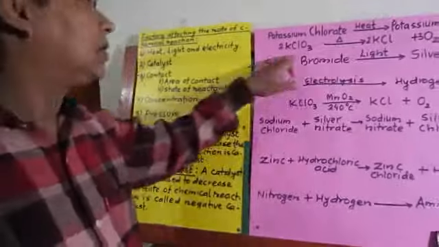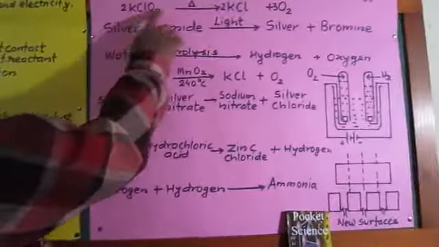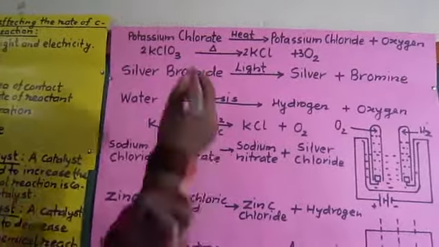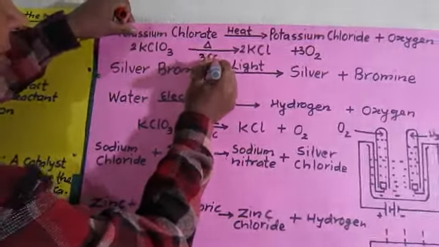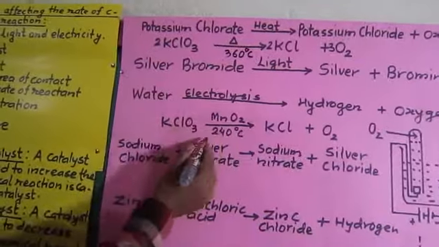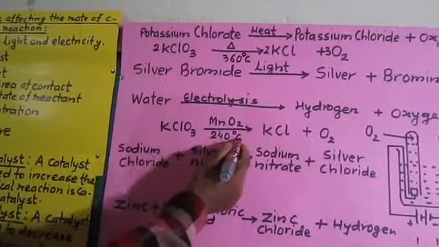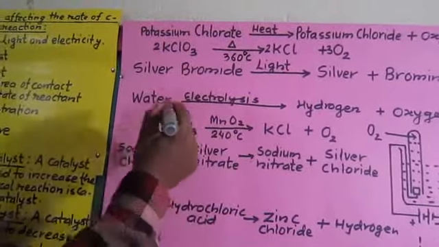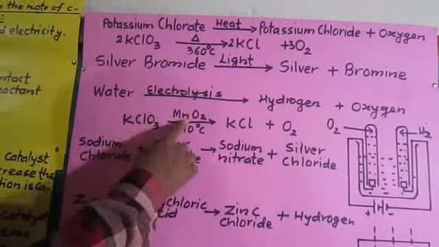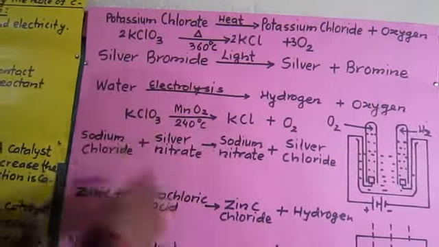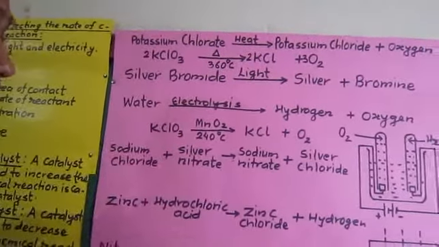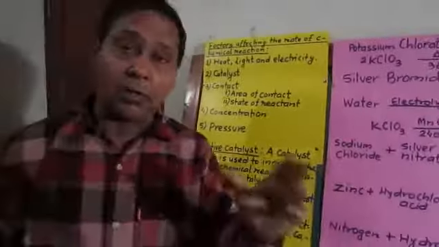Just for example, look at this first reaction. Potassium chlorate is heated and it is decomposed into potassium chloride and oxygen. This reaction occurs at 360 degrees Celsius. But the same reaction occurs at a low temperature of about 240 degrees Celsius if manganese dioxide is used in this reaction. Because of the presence of manganese dioxide, potassium chlorate decomposes at low temperature to form potassium chloride and oxygen gas.